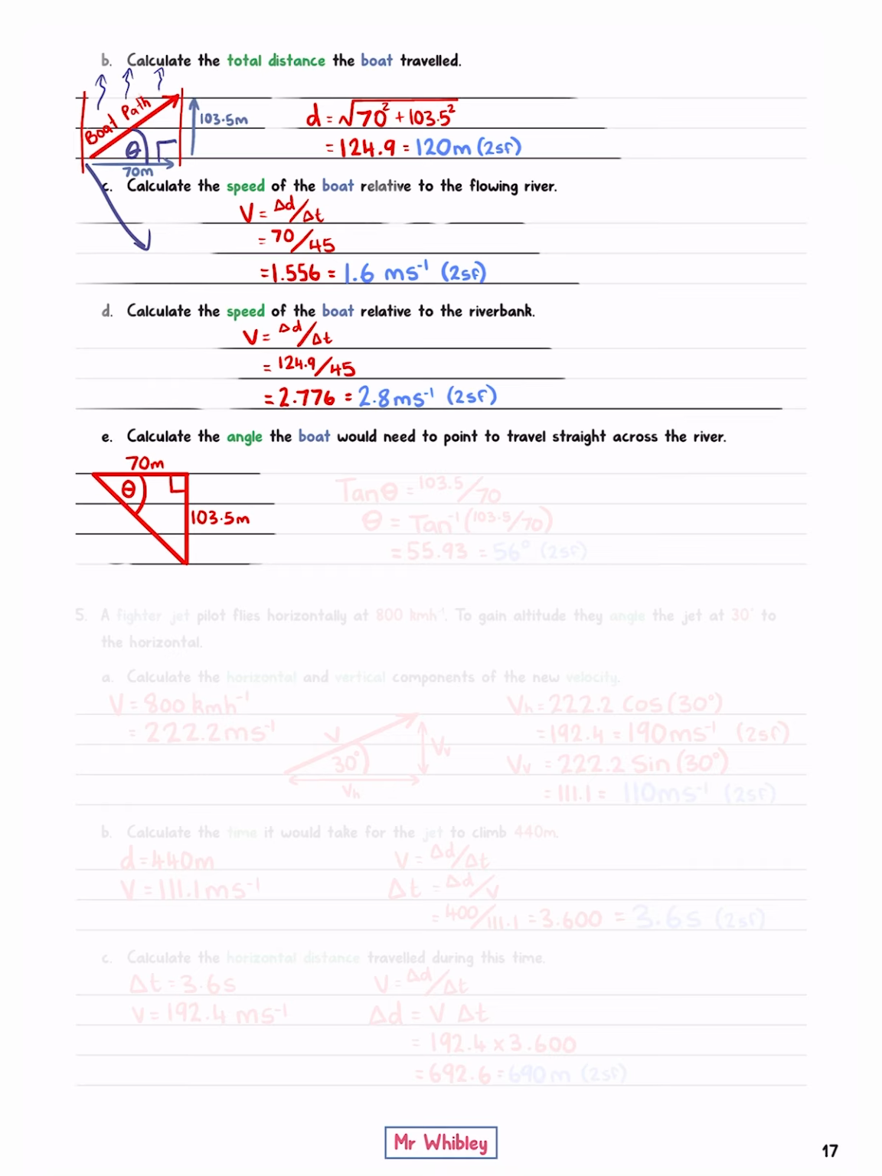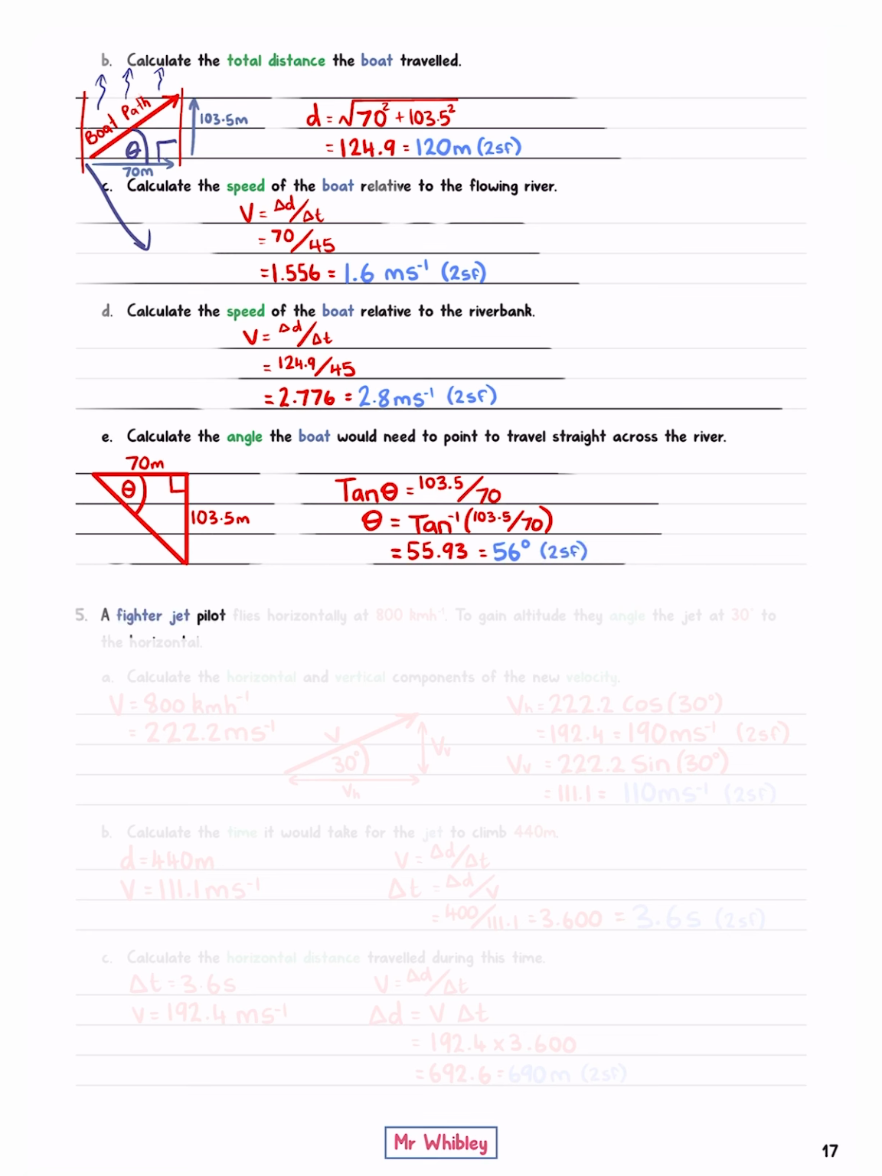To find the angle, we can use the TOA relationship in SOHCAHTOA, that is that tan of the angle is our opposite over our adjacent. Solving this for our angle by taking the inverse tan of both sides, that gives us 55.93, or 56 degrees to two significant figures. Question 5.